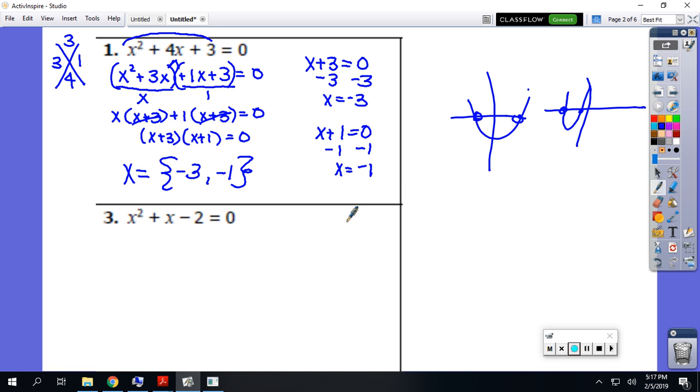Number 3. So once again, I'm going to set up my diamond. Factors of AC that add to be b. So factors of negative 2 that add to be 1. Once again, 2 is a prime number, so it only has factors of 2 and 1. Because this is negative, I know that one of these numbers has to be negative. Since it's adding to be a positive 1, I'm going to go ahead and put the negative on the smaller number, which is negative 1.